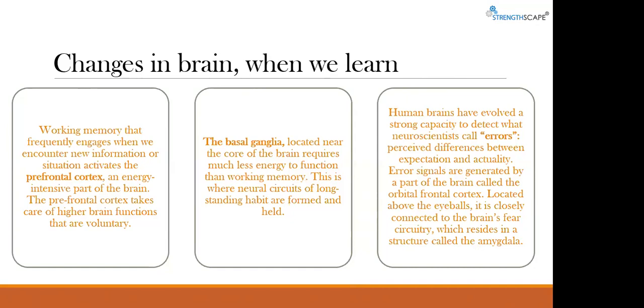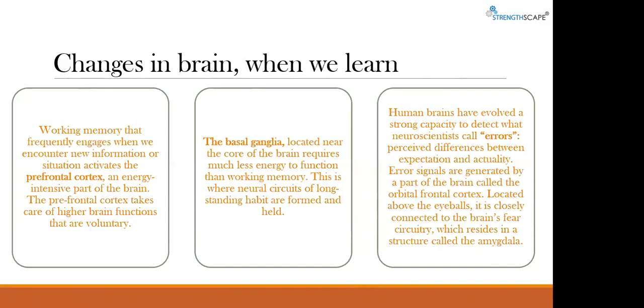So, for example, your habits, which we form over a period of time. This is where the neural circuits of long-standing habits are formed and held, and that's the reason why, for example, you walk out in the dark and you hear a rustle in the bushes. Instinctively, you tend to think it's a snake. That kind of habit, which is coming into human beings from evolution, that is held in the basal ganglia.